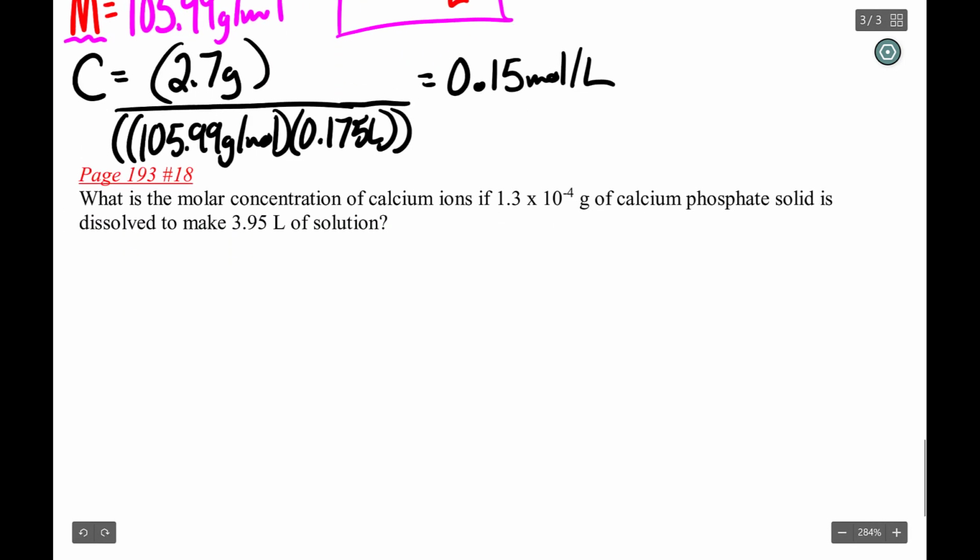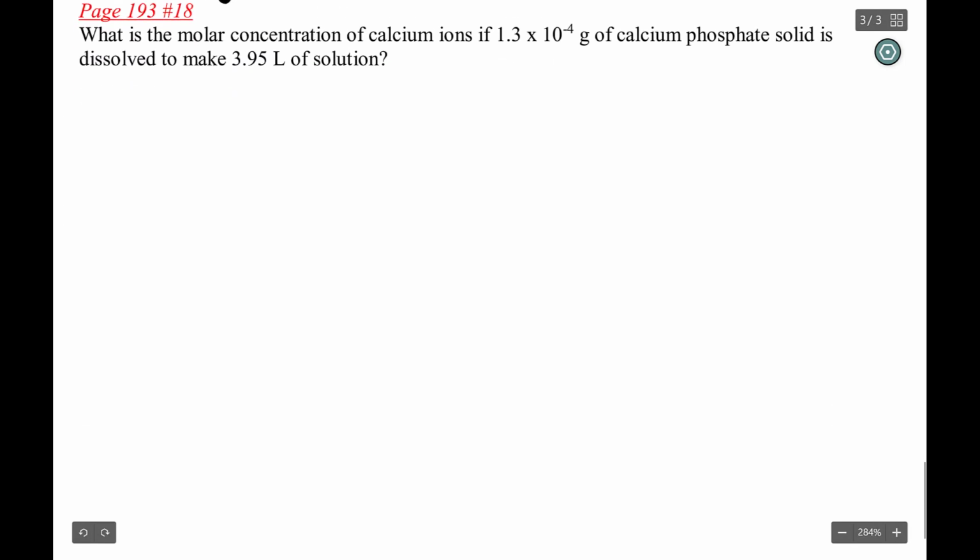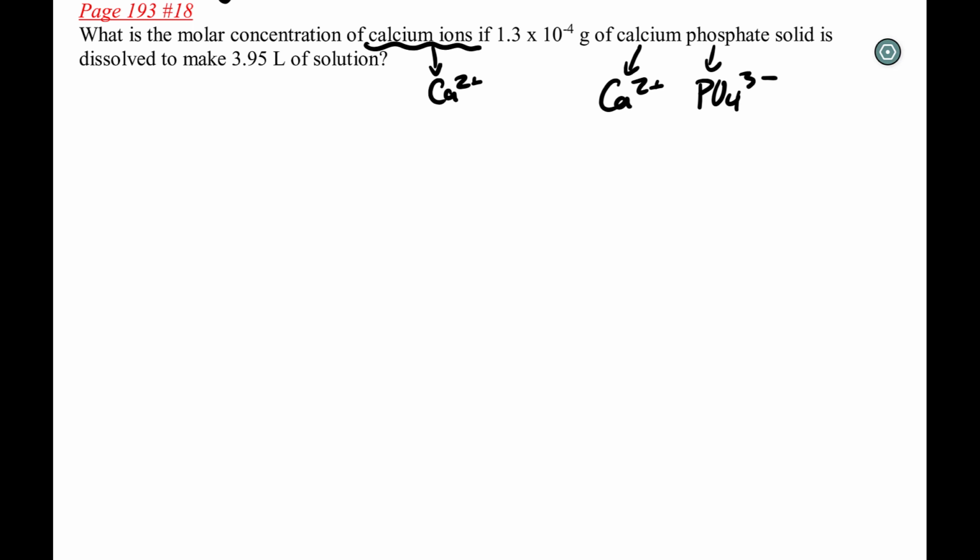What I'd like you to do now is read this question and try to do it on your own, starting with a balanced dissociation equation and going from there. Please pause the video now. Okay, now that you've had a chance to try the question, let's go through it. What is the molar concentration of calcium ions, which would be Ca2+, if this many grams of calcium phosphate, Ca2+, phosphate is PO4 3-, is dissolved to make 3.95 liters of solution?